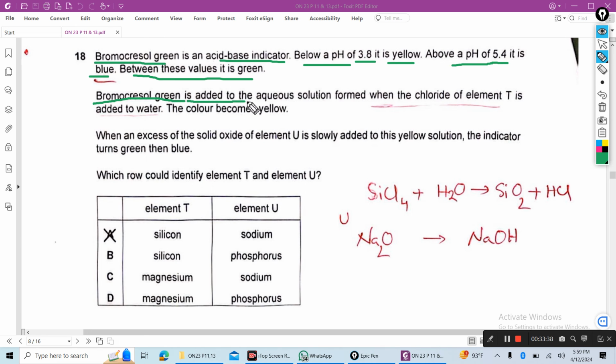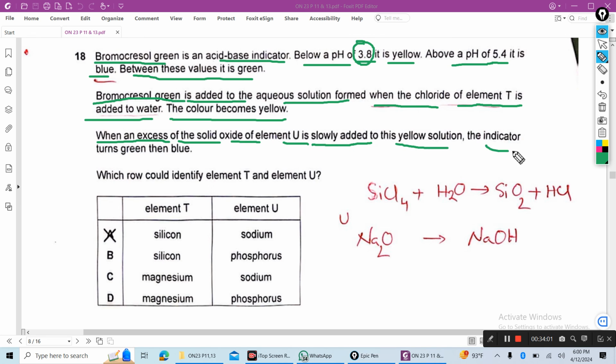Bromocresol green is added to the aqueous solution formed when the chloride of element T is added to water. The color becomes yellow. So this means pH close to 3.8, acid. When an excess of the solid oxide of element U is slowly added to this yellow solution, the indicator turns green then blue. The pH increases, goes to alkaline. Which row could identify element T and element U?